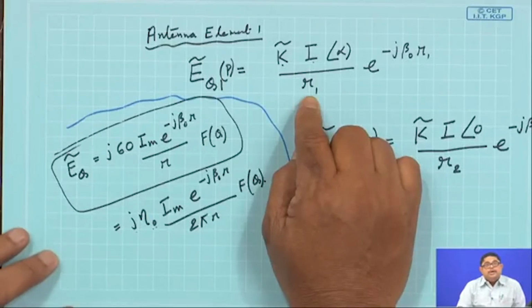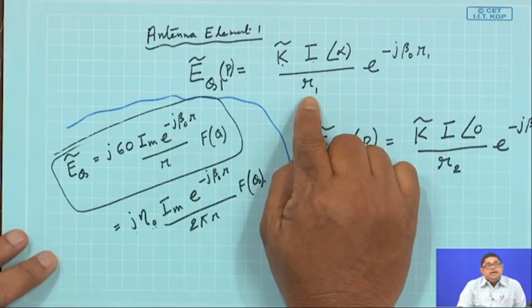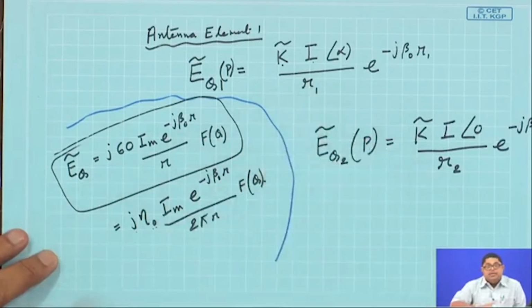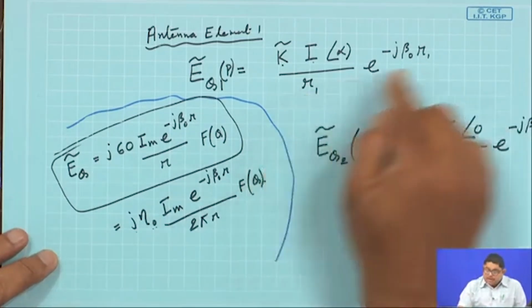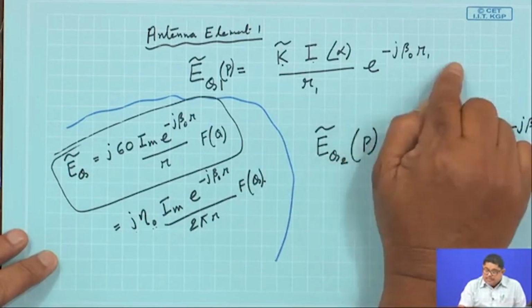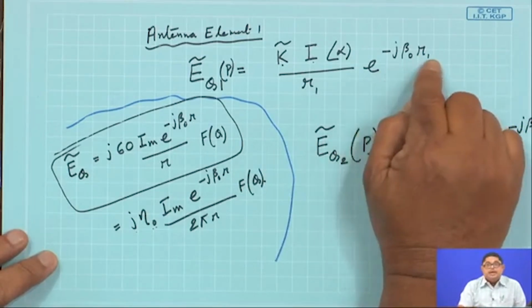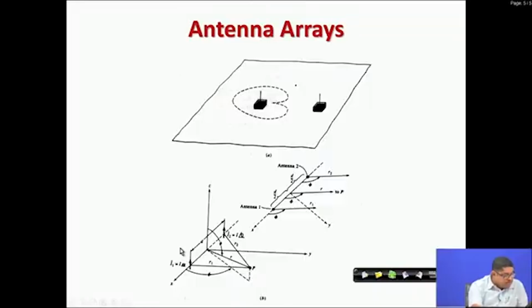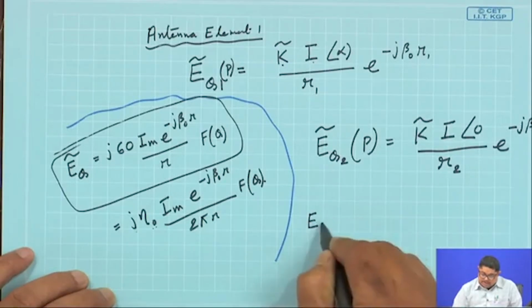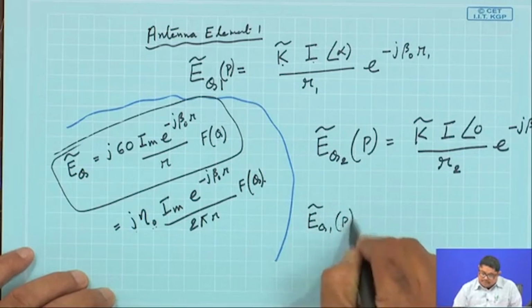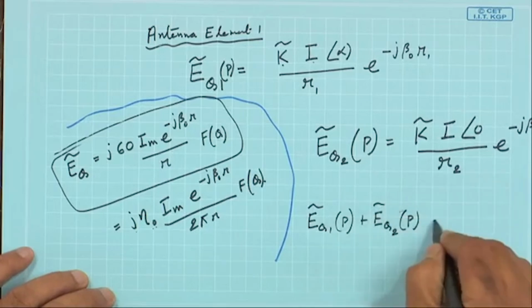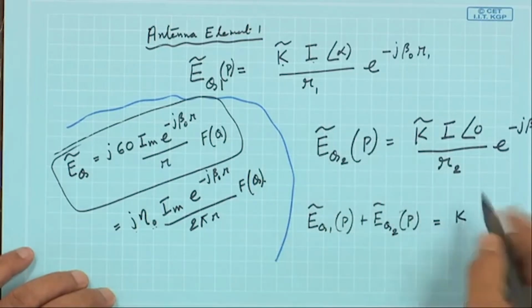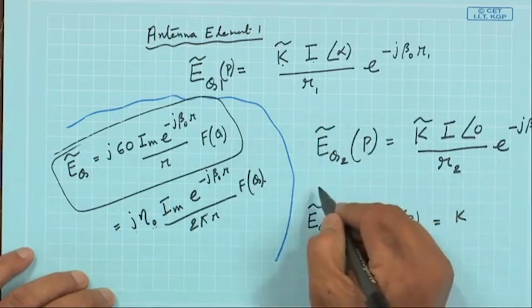You see the far field we have seen varies as 1 by r, 1 by the distance of the observation point from the source, and it also has a space phase e to the power minus j beta naught r 1. Okay. So, now what will be the total field at point P? It will be E theta 1 plus E theta 2 at P, and again we are at the far field.